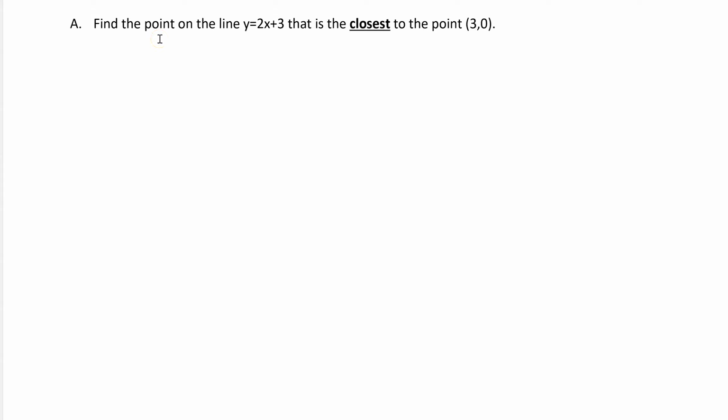So in this video, we're going to be finding a point on a line that is closest to another point. And anytime you hear the word closest, you want to think minimum distance. That's what we're going to be using for our optimization, the minimum distance.